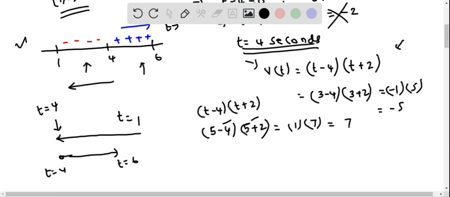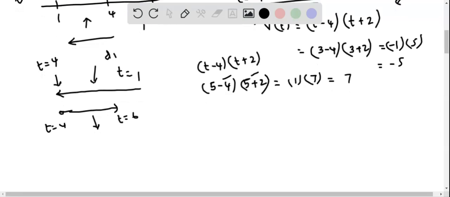So we know that we can calculate the distance in the interval 1 to 4. We have to calculate one distance. Let's say this distance is d1, and from t equal to 4 to 6 seconds, it has moved a certain distance, and we see that this distance is d2. So basically, we have to determine the distances d1 and d2 and add them, which gives the total distance. So let's find the distance.